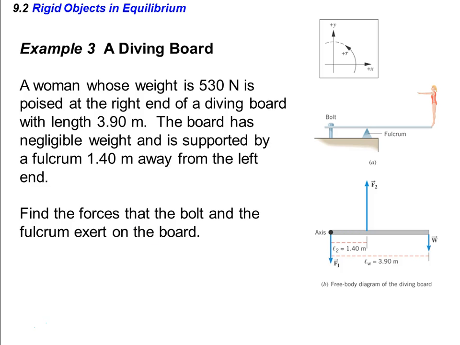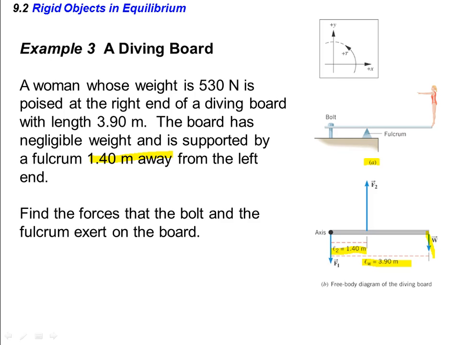Looking at an example here, we have a woman standing on a diving board, as pictured in A, and she has a weight of 530 newtons. So that weight going down here is 530 newtons. She's on the right end of the board, which has a total length of 3.9 meters, and the board is supported by a fulcrum 1.4 meters from the axis of rotation all the way on the left, where we have this bolt attached. We want to find the force that the bolt and the fulcrum exert on the board.